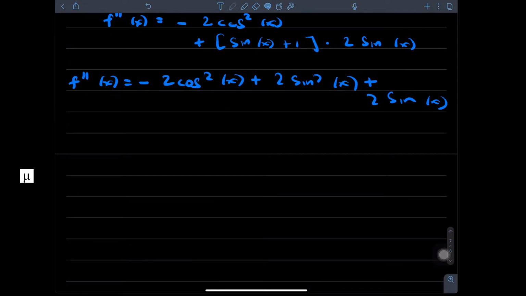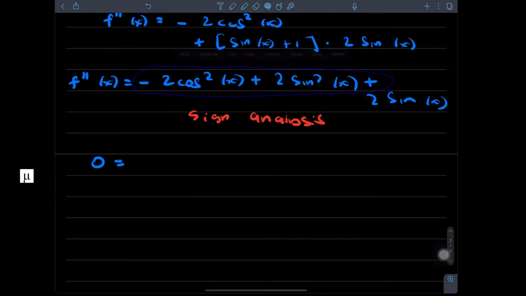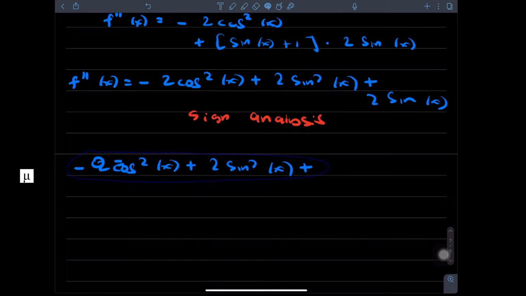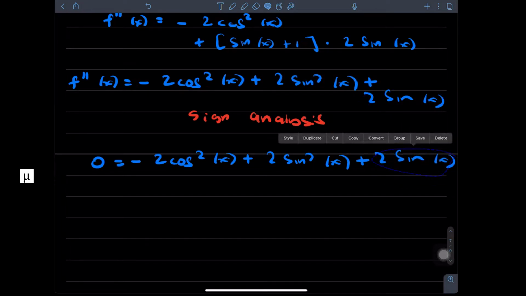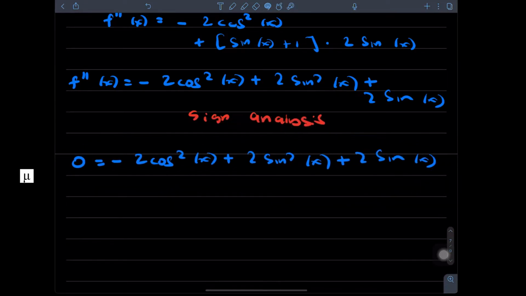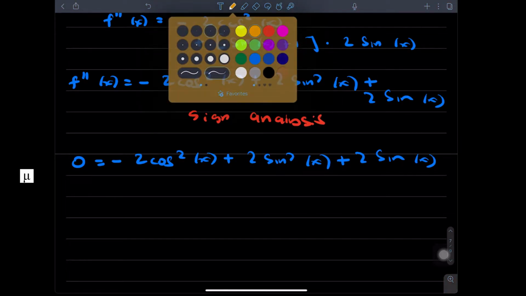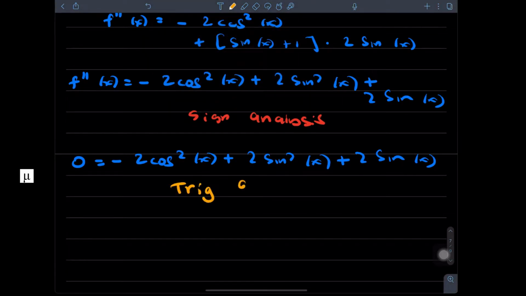And then what do I say? You have to see, you're doing sign analysis on this, right? So for sign analysis, what do you think that means? You're going to do what? 0 equals all of this, right? Okay. What are you guys looking at again? What is this known as? A trig what? Equation.